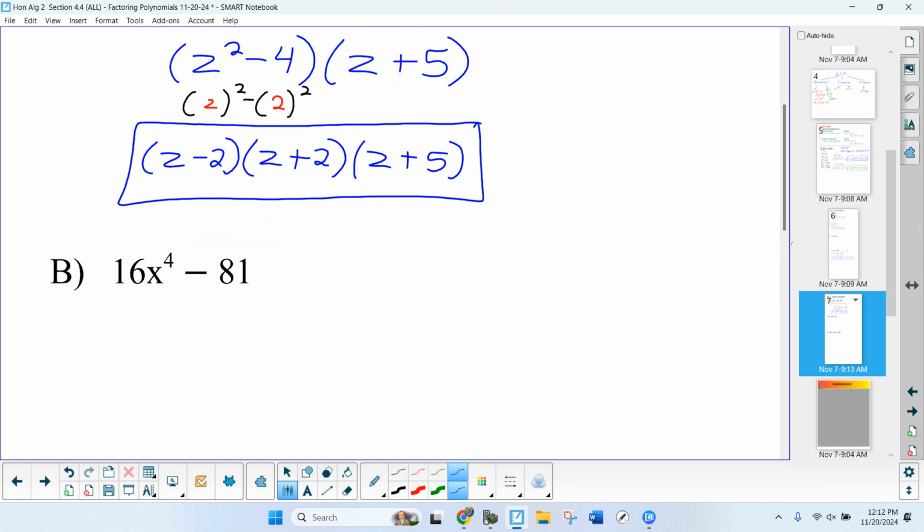Okay, b. Ava. First rule of factoring. Do we have a GCF on this one? Can you pull 9 out of 16? Can you pull 3 out of 16?